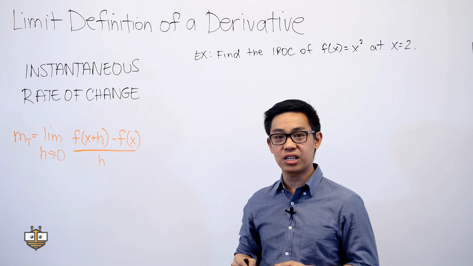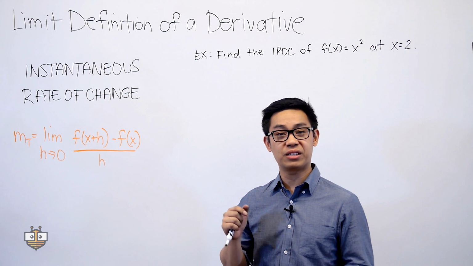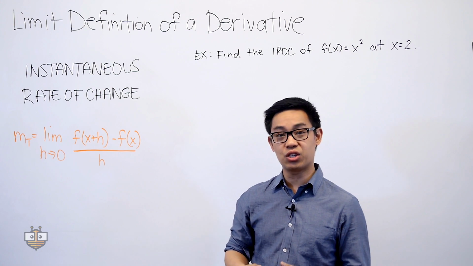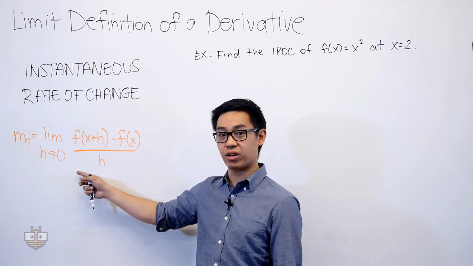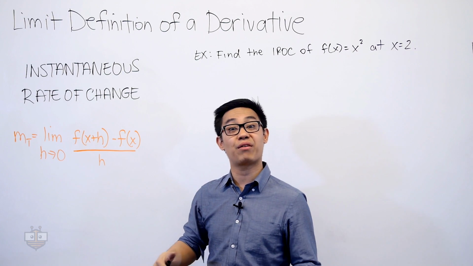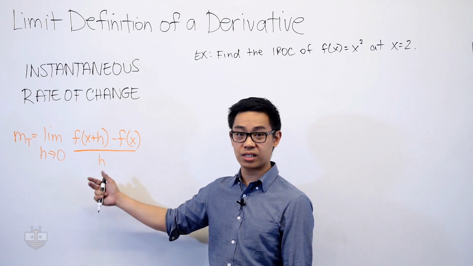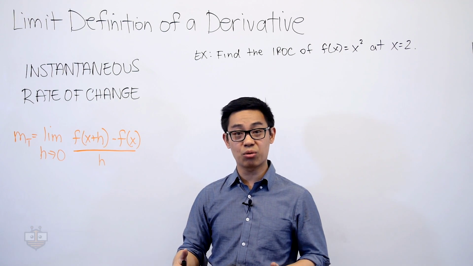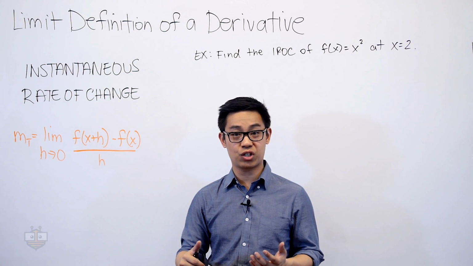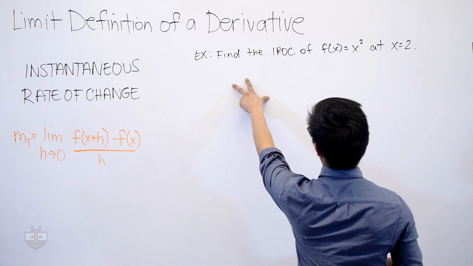An exact and precise way, instead of approximating the instantaneous rate of change, is to use the limit definition of a derivative: the limit as h approaches 0 of f at x plus h minus f at x, all over h. You can use this in order to calculate any slope of the tangent or any instantaneous rate of change. Let's use it for this example.